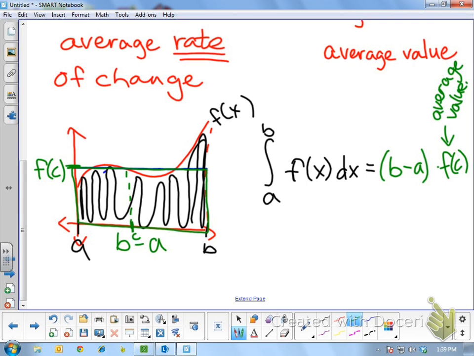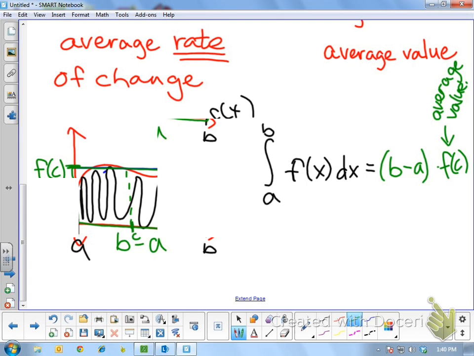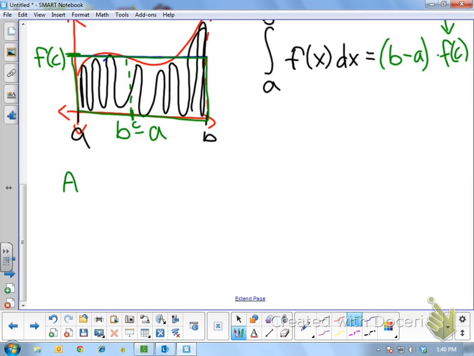We drew that line specifically because we thought, well, it's about the middle of all those y values. If we took all of them, added them up, divided by how many there were, it'd be about in the middle. So if I want to actually find average value, what would I have to do to get average value alone? Divide by b minus a. So that gives me my average value formula.